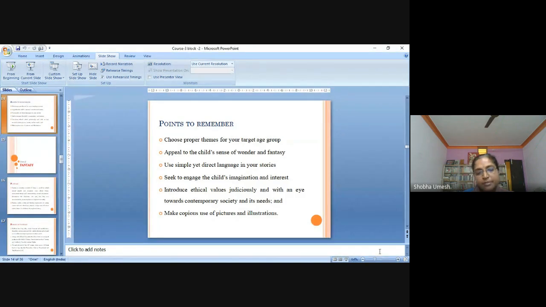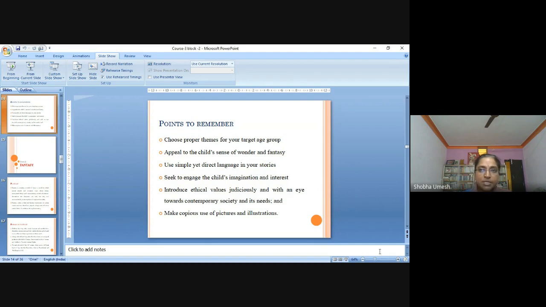So whenever a story is written, there should be certain ethical values, and it should be written judiciously and with an eye towards contemporary society and its needs. Whenever we write a story, we have to keep society in our mind. The present society is fast moving, digitalized, technology oriented, and a globalized village. In that way, we should always be judicious about the theme we are selecting, and it should be associated with the present generation.